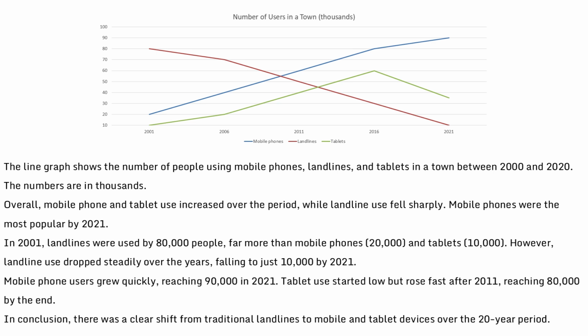In 2001, landlines were used by 80,000 people, far more than mobile phones, 20,000, and tablets, 10,000. However, landline use dropped steadily over the years, falling to just 10,000 by 2021. Mobile phone users grew quickly, reaching 90,000 in 2021. Tablet use started low but rose fast after 2011, reaching 80,000 by the end. In conclusion, there was a clear shift from traditional landlines to mobile and tablet devices over the 20-year period. Well done if you included trends, data, and comparisons.